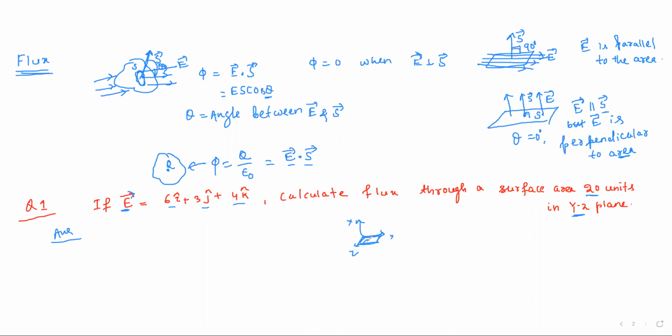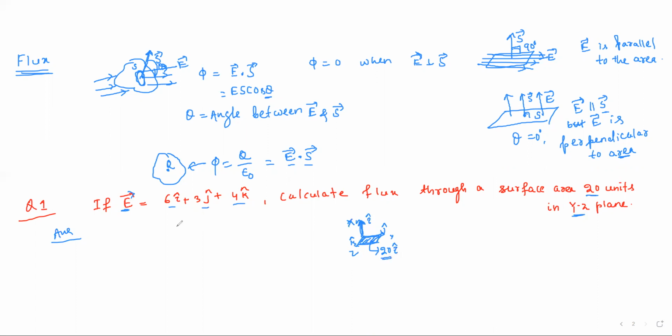And what is the direction of the YZ plane? I have told you, direction means perpendicular, which means the x direction. X direction means i cap, y direction means unit vector j cap, z direction means unit vector k cap. And this area is 20 units. So its direction is perpendicular to the YZ plane. Perpendicular to the YZ plane is the x-axis, and along the x-axis we write unit vector i cap.